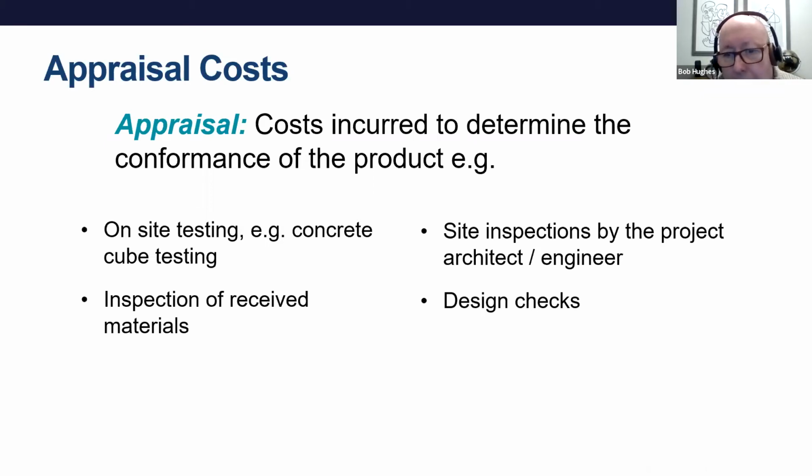Appraisal costs could be the cost of equipment calibration. Appraisal costs could be reviewing and monitoring our subcontractors. And these are the kind of costs that are acceptable. These are the P and the A, the prevention costs and the appraisal costs.